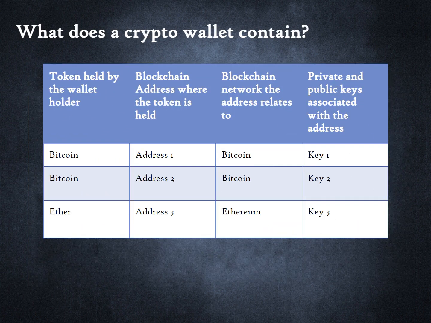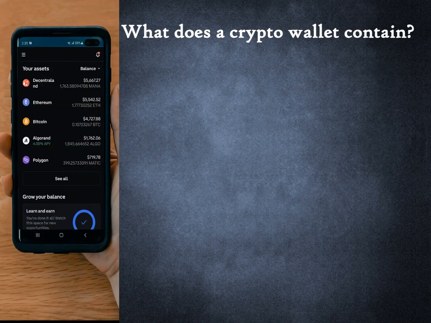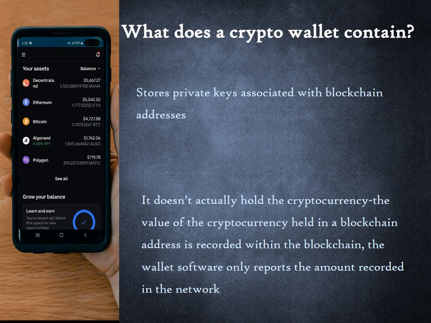If we think from a data perspective, what the crypto wallet contains is information on the token held by the wallet holder, the blockchain address where the token is held, the name of the blockchain network the address relates to, and the keys associated with the blockchain address. The wallet can hold hundreds of such addresses and private keys. The piece of information that the wallet uniquely holds is the private key. It doesn't actually hold the cryptocurrency.